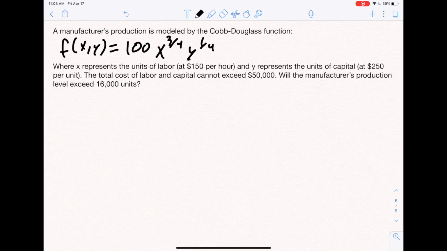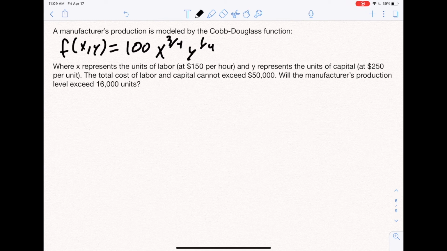In this example, a manufacturer's production is modeled by the Cobb-Douglas function f of x comma y equals 100x to the 3/4 times y to the 1/4 power, where x represents the units of labor at $150 per hour and y represents the units of capital at $250 per unit. The total cost of labor and capital cannot exceed $50,000, while the manufacturer's production level exceeds 16,000 units. So here, what is our constraint?